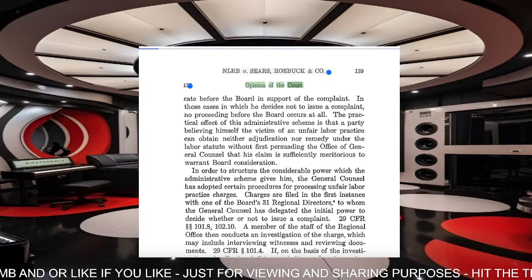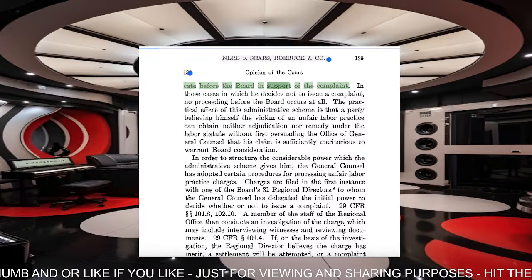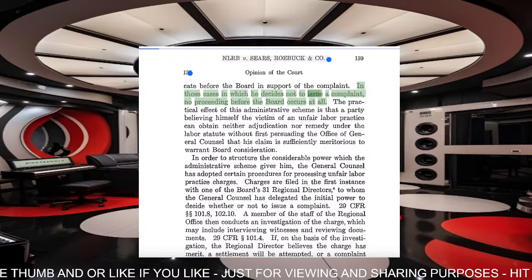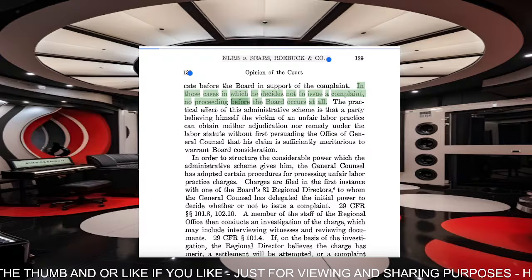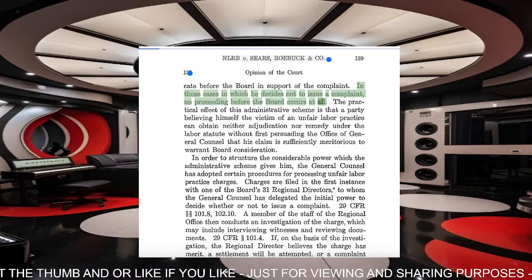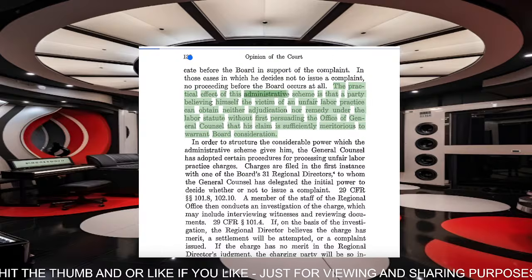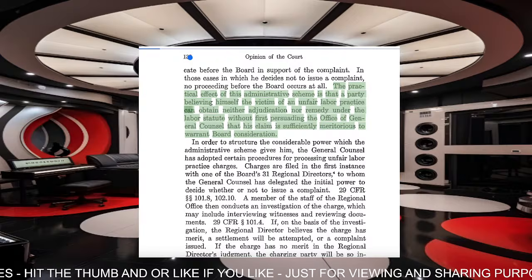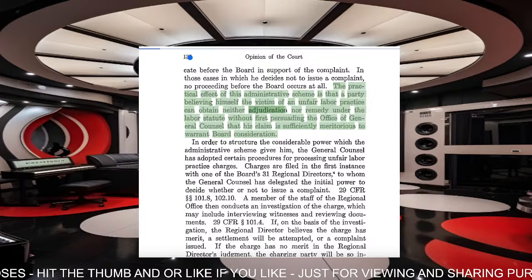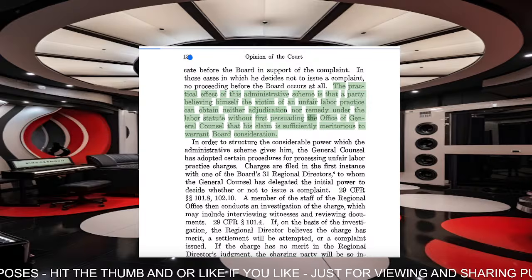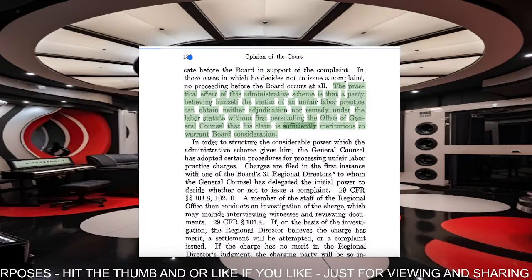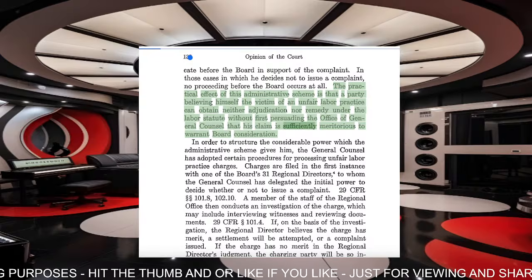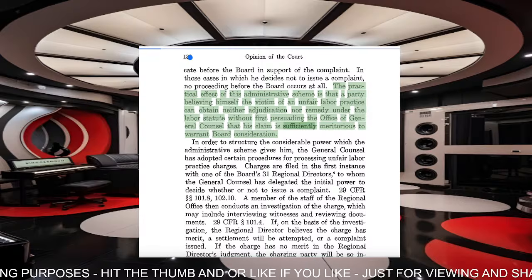Opinion of the Court. ...before the Board in support of the complaint. In those cases in which he decides not to issue a complaint, no proceeding before the Board occurs at all. The practical effect of this administrative scheme is that a party believing himself the victim of an unfair labor practice can obtain neither adjudication nor remedy under the labor statute without first persuading the Office of General Counsel that his claim is sufficiently meritorious to warrant Board consideration.